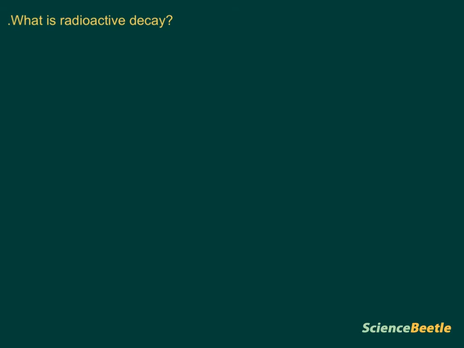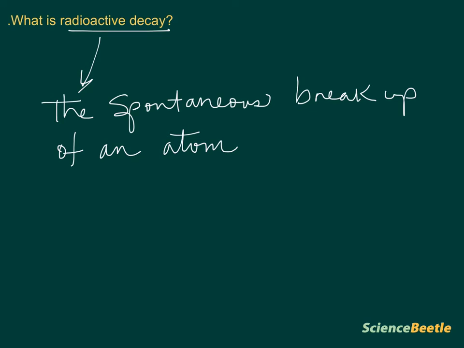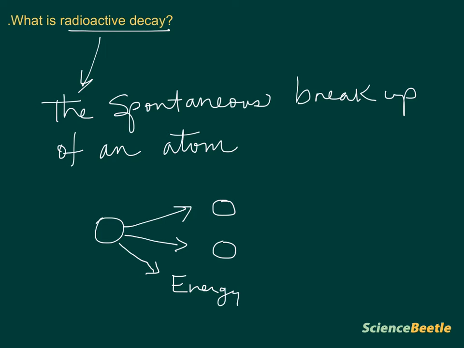So when we talk about radioactive decay, this is going to be the following. Let me just go ahead and write this down for you. It's the spontaneous breakup of an atom. Now, when it breaks up, what you're really getting is an atom such as this, broken up into two parts, and these parts are going to be smaller. And one of the other things that could be released in the process is energy. Okay, so this is the general process by which this spontaneous breakup, or radioactive decay, occurs.